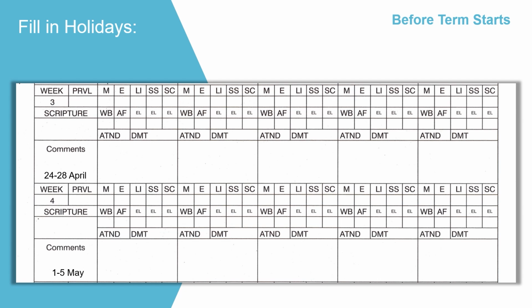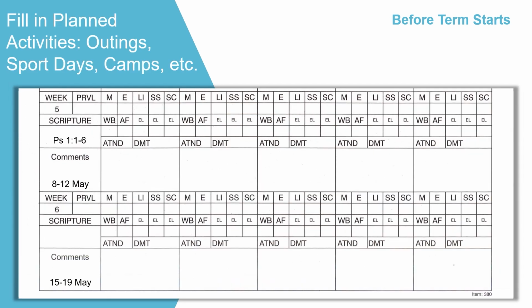Also fill in holidays or days where schools are closed. In the week of 24 to 28 April, week 3, is Freedom Day, which falls on a Thursday. The Friday is then a school holiday, and in week 4, Workers' Day is on a Monday, and the school has got a long weekend. Also fill in planned activities like outings, sports days or camps. In week 6, a field trip is planned to the zoo on the 19th of May.